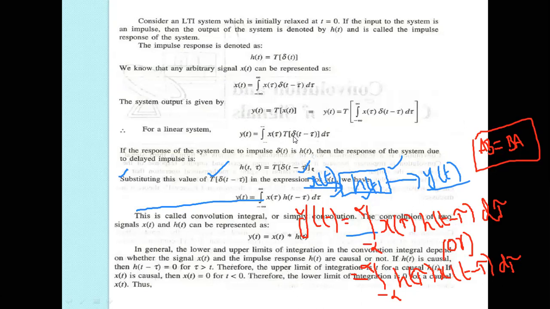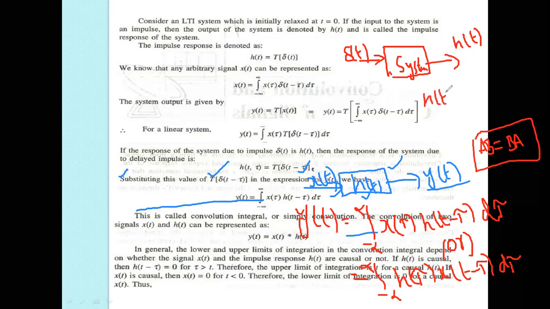T of delta of t. To get the impulse response, delta of t passes through the system, which is nothing but a linear time invariant system, to get the response h of t. Okay, my dear students, the impulse signal gives an impulse response. So when it passes through the system, h of t is equal to T of delta of t.